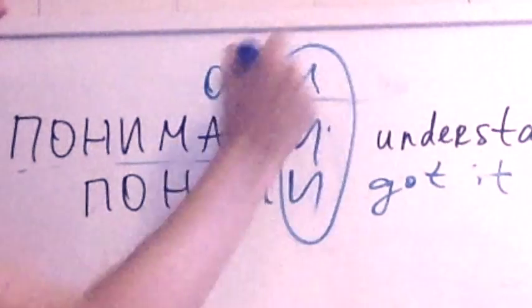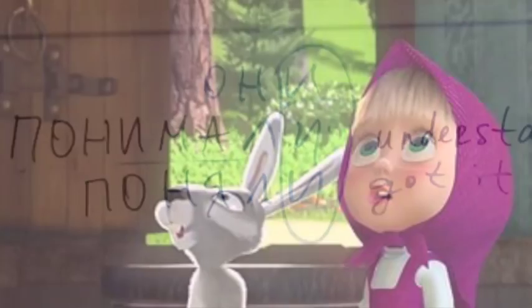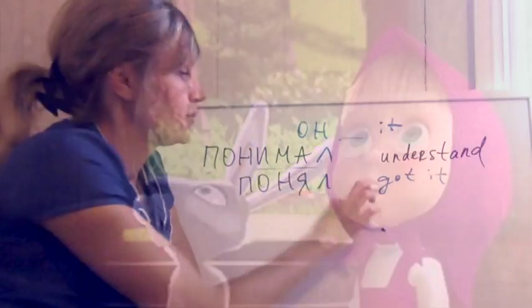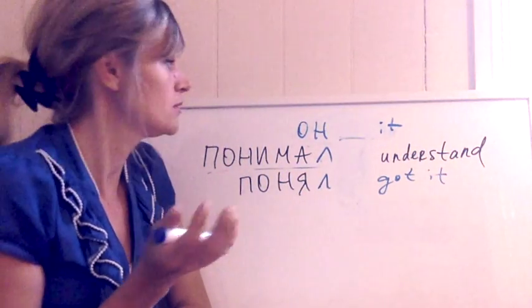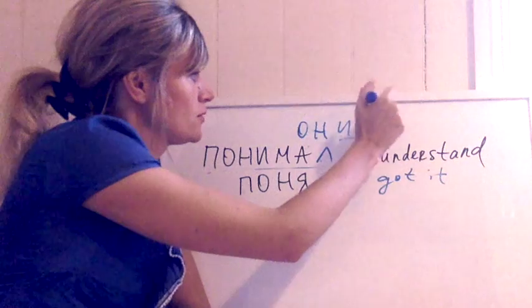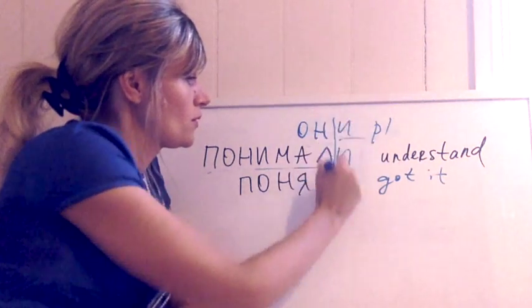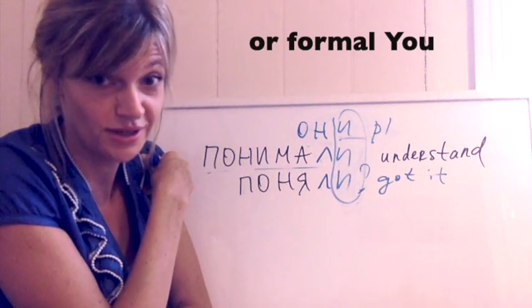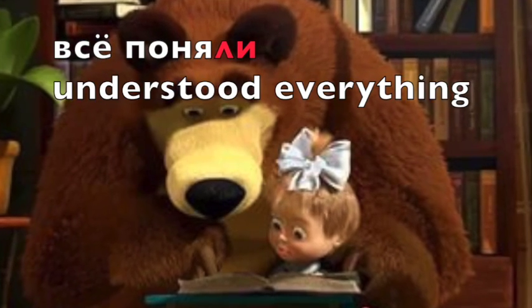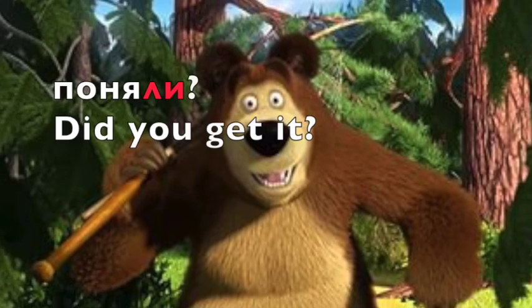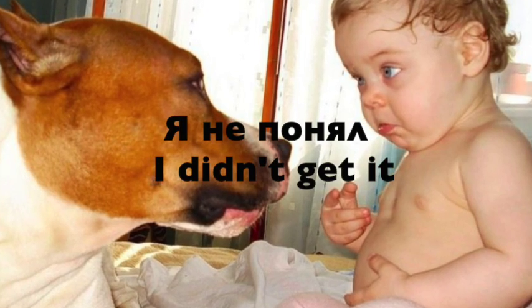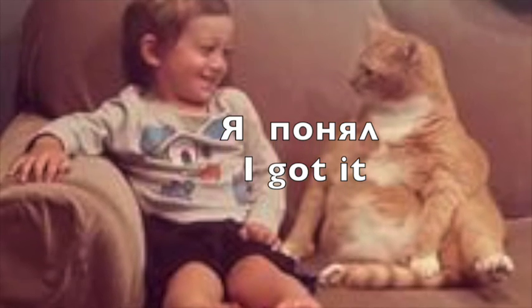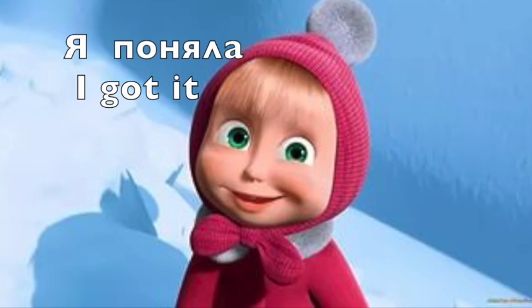Alright. Good. Поняли? Because I'm speaking to an audience, to people. Они plural. I can ask, поняли? Did you get it? Да, мы все поняли. Поняли? Я не понял. Я понял. Я поняла.